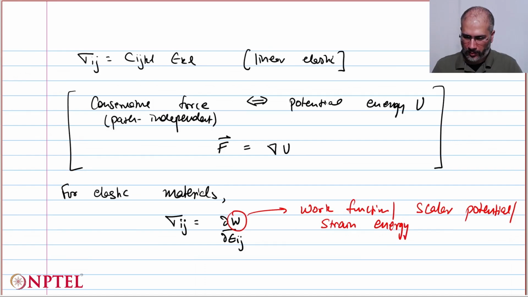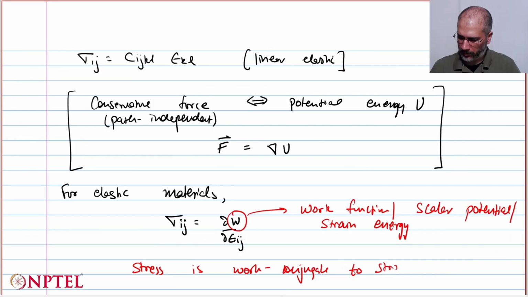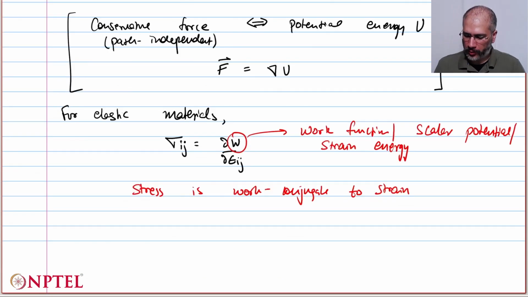So we say that stress or the stress tensor is work conjugate to strain. You may also relate this from the restrictions from thermodynamic principles, where we said that sigma ij is rho times the partial derivative of the Helmholtz free energy with respect to strains. So the idea is very connected, and we'll discuss that soon.